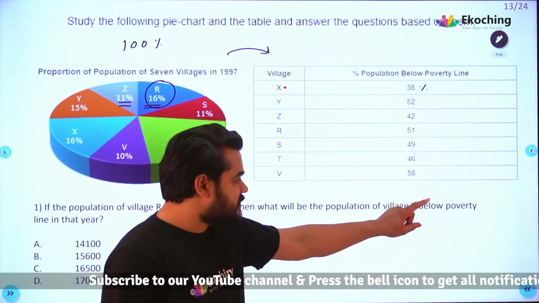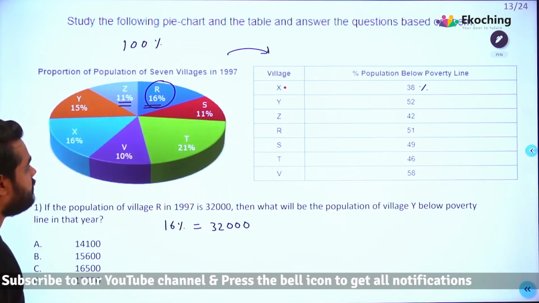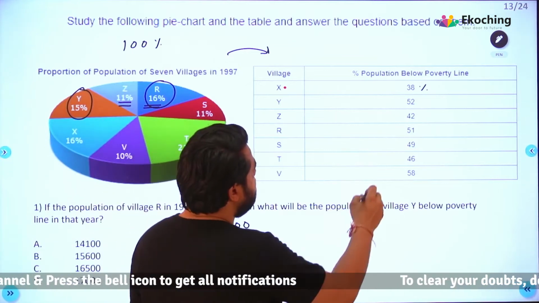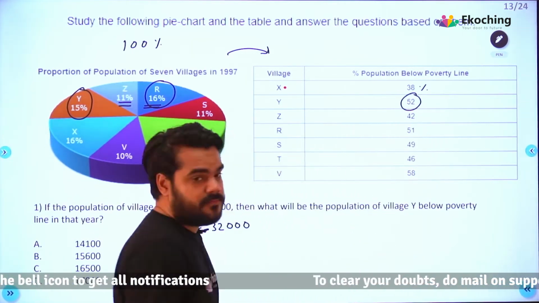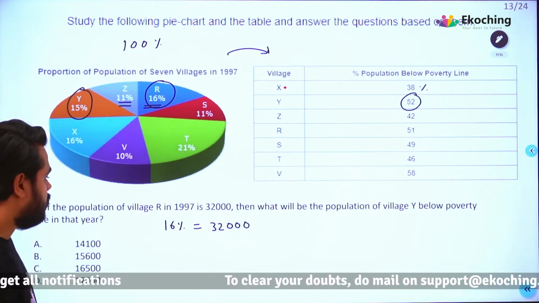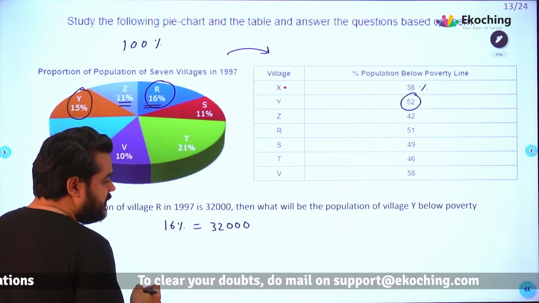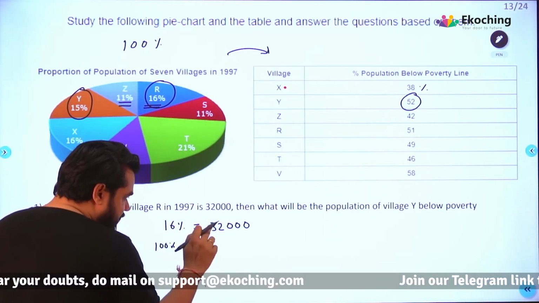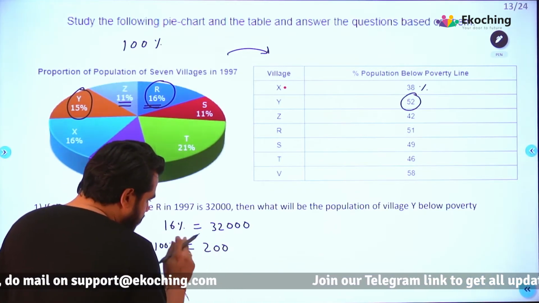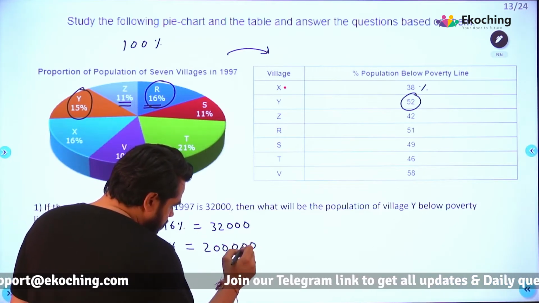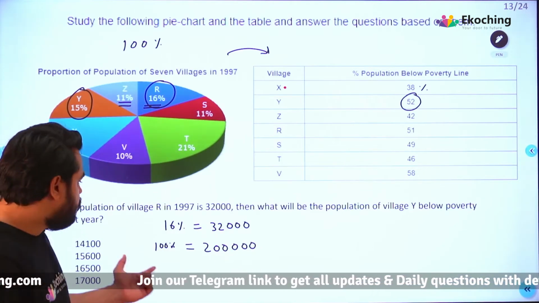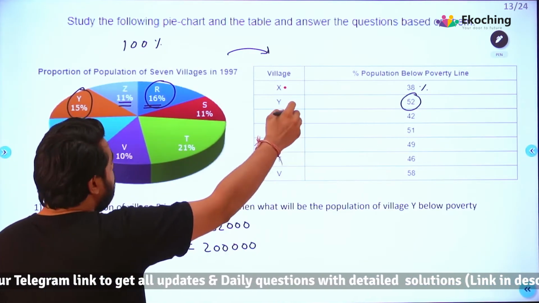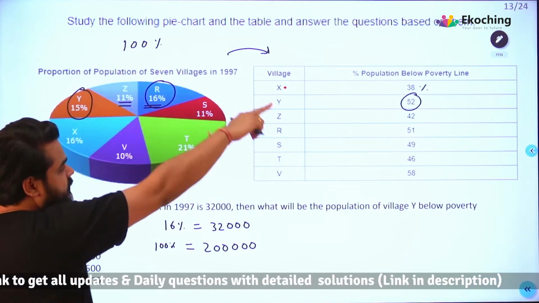What will the population of village Y below poverty line be in that year? Y is 15%, and that too below poverty line is 52%. Okay, now understand what is going on. If 16% of population is 32000, 100% of population will be... देखो सिंपल है, 16 का डबल हुआ तो 100 का डबल 200, पीछे 3 0 तो इधर भी 3 0, so it's like 2 lakhs. The total population is 2 lakhs, और उसमें we are supposed to find 15% और इसका 52%.